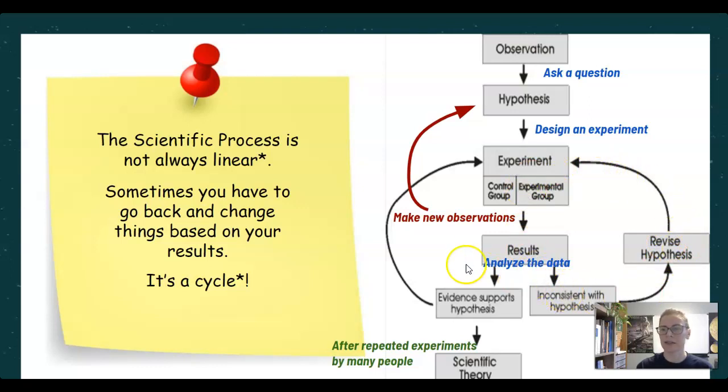Even if our results seem to support our hypothesis, that experiment still has to be repeated by other people. All right, so your results really aren't valid unless it's been repeated. And then finally, after enough times, enough different people have run this experiment and it's accepted by the whole scientific community, maybe you're able to create a scientific theory. Okay, so we're really going to focus on this part of the scientific process for you guys right now.